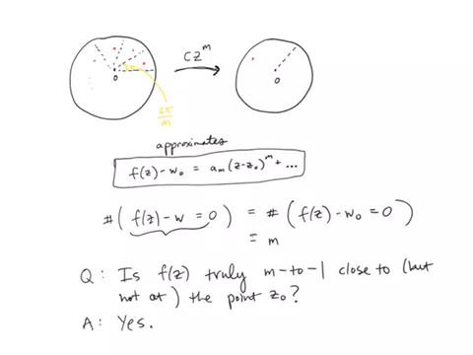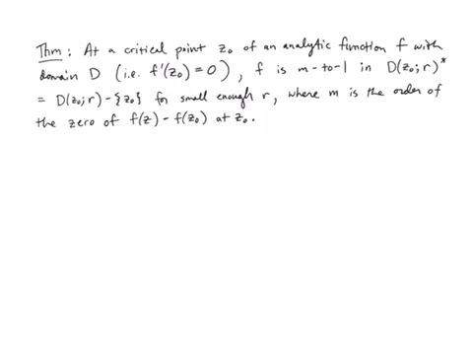And so that's the content of the next theorem. The statement of the theorem is that at a critical point z naught of an analytic function with domain D, so in other words, a critical point, just as in calculus, is where f prime at z naught is equal to 0, our function is m to 1 in a small disk around z naught, with the exception of the point z naught itself. So you read that as the punctured disk around z naught at radius r, which is really an annulus, the annulus around z naught with inner radius 0 and outer radius r.